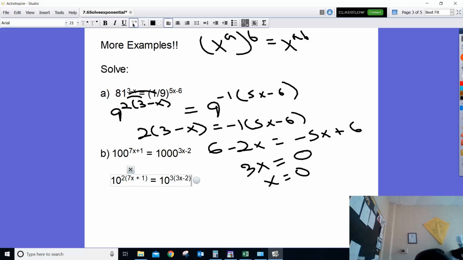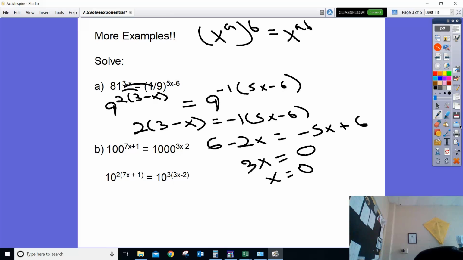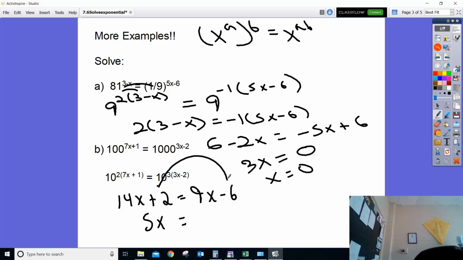Let's see what happens. So what is twice a 7x plus a 1? 14x plus a 2. It's 3 times a 3x minus 2, x minus 6. I don't see anything wrong with it yet. We can do it 9x. Subtract it from 14x. What are you going to get? 5x. We can do that too. Right over there. That'll give you -8.